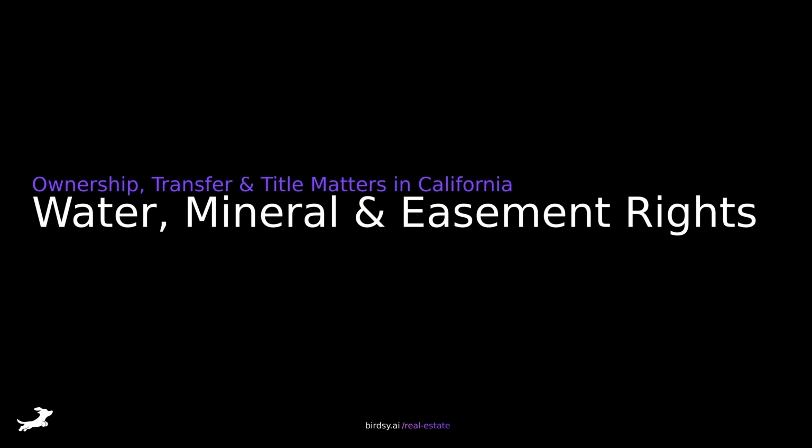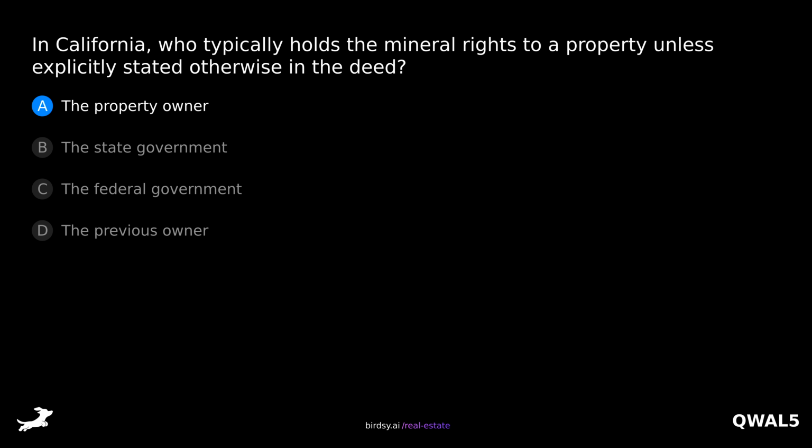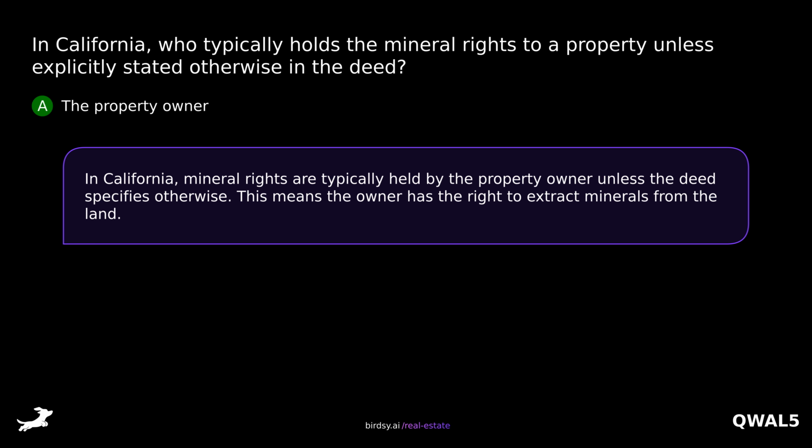Water, mineral, and easement rights. In California, who typically holds the mineral rights to a property unless explicitly stated otherwise in the deed? Is it A, the property owner, B, the state government, C, the federal government, or D, the previous owner? The answer is A, the property owner. In California, mineral rights are typically held by the property owner, unless the deed specifies otherwise. This means the owner has the right to extract minerals from the land.